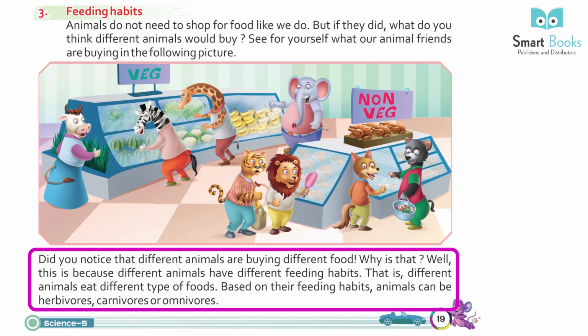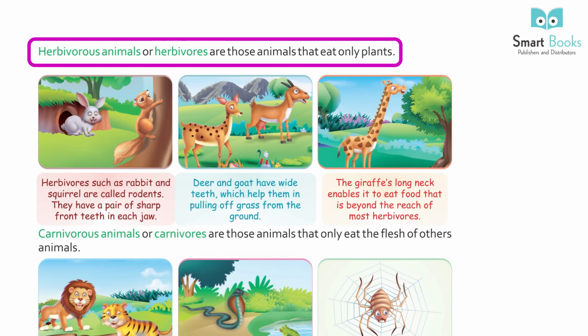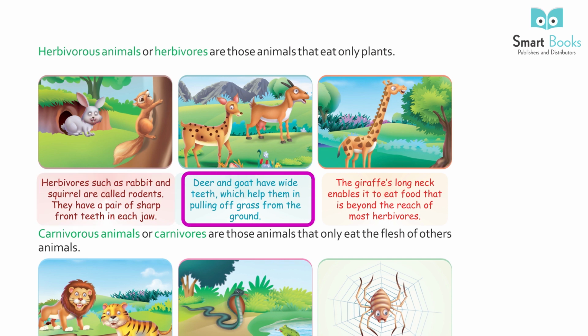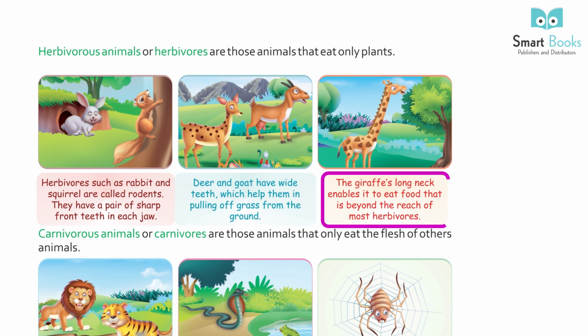Animals can be herbivorous, carnivorous or omnivorous. Herbivorous animals or herbivores are those animals that eat only plants. Herbivores such as rabbits and squirrels are called rodents. They have a pair of sharp front teeth in each jaw. Deer and goats have flat teeth which help them in pulling off grass from the ground. The giraffe's long neck enables it to eat food that is beyond the reach of most herbivores.